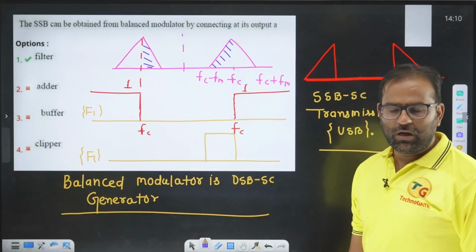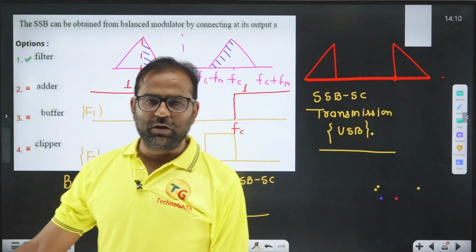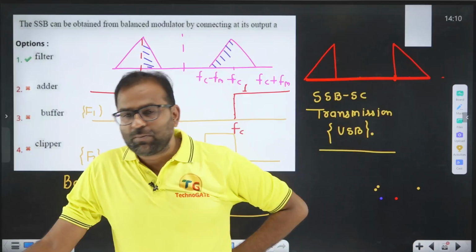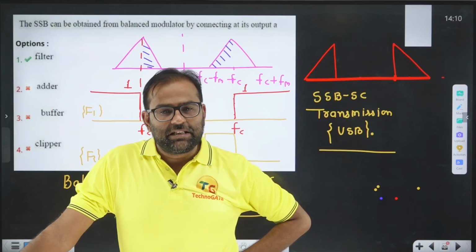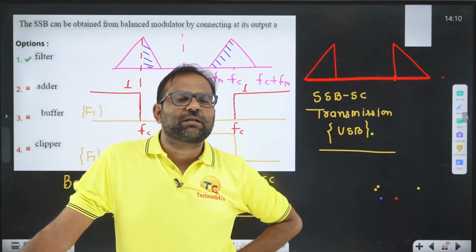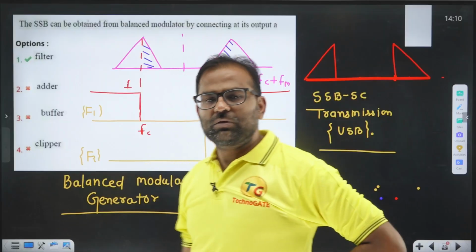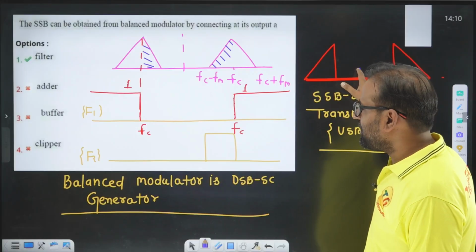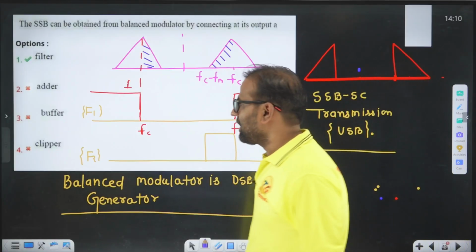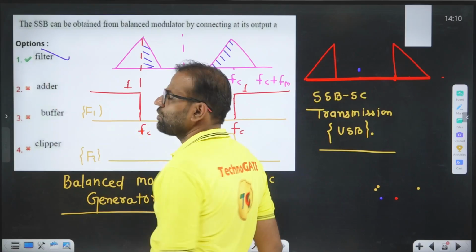So what is the meaning of the balance modulator? Always remember, the double balance modulator is always a DSB SC generator. And if you filter out the DSB SC, what will you have? You will have the SSB SC, and you can have both SSB SC for upper sideband transmission and SSB SC for lower sideband transmission. So what should you use? You should use one filter.